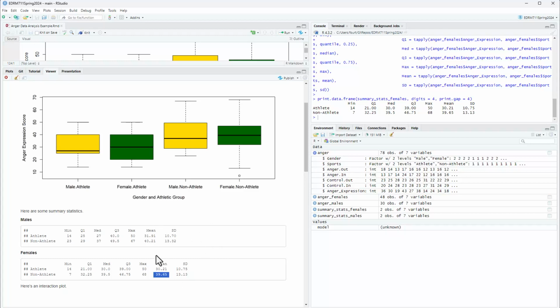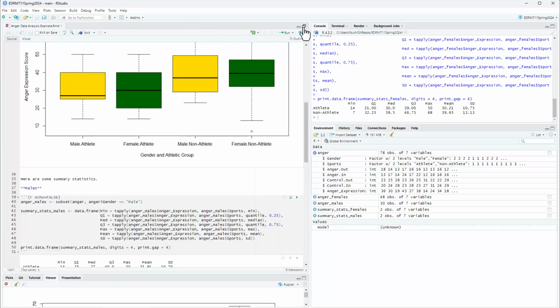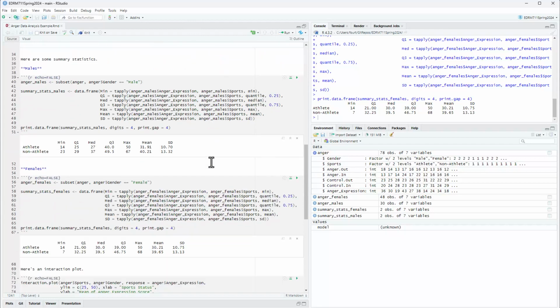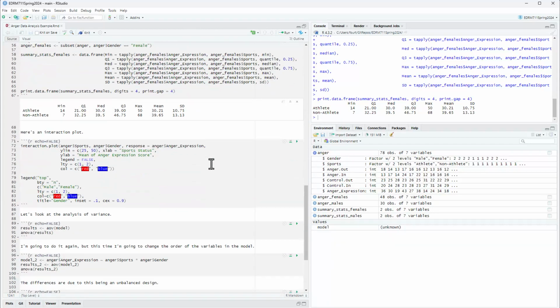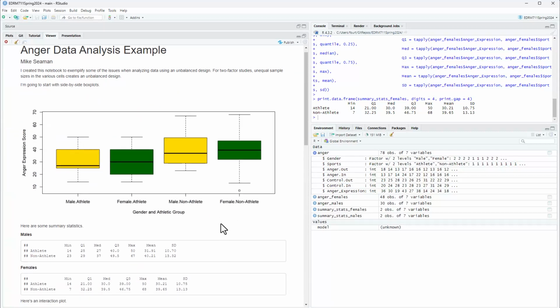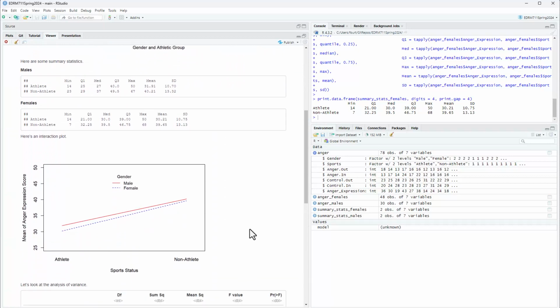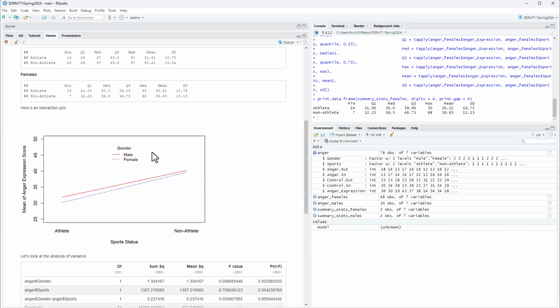So about a 9-point difference between athletes and non-athletes, very little difference between male and female. Then I did an interaction plot using these commands that we learned earlier in the video series. Let's go ahead and take a look at that as it's rendered here once I knit it. And the interaction plot, no surprise, doesn't look to be a lot of interaction.